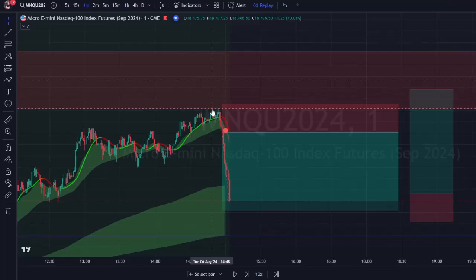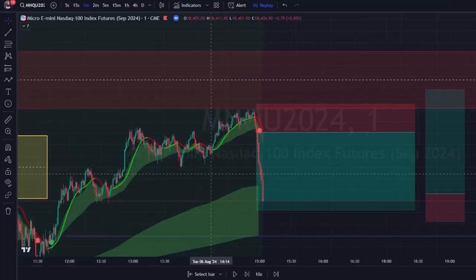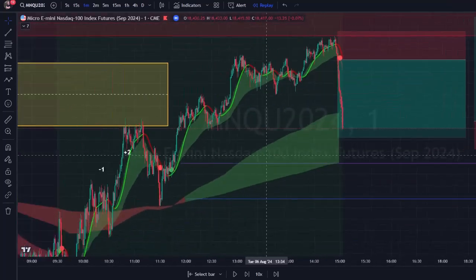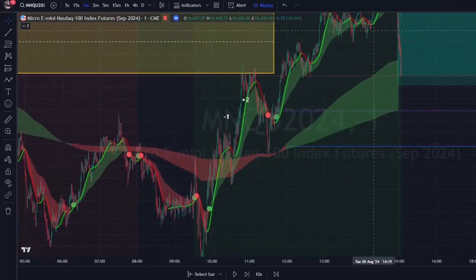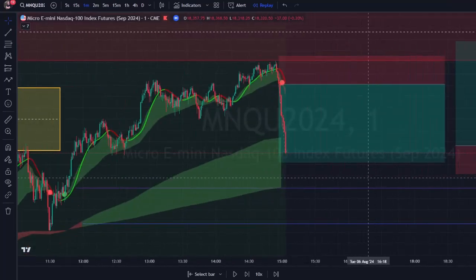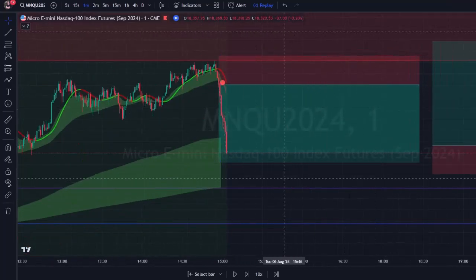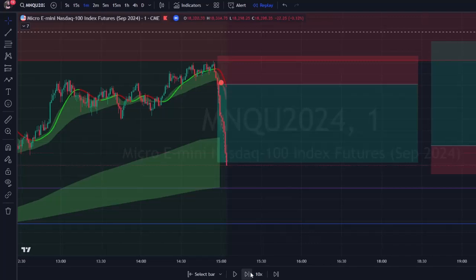Stop loss would have been right back up at the retest of this order block. And knowing that we're at the end of the trading day, and all these people that were buying now need to sell off and grab their profits, that would have been a great entry. Would have been a great entry.